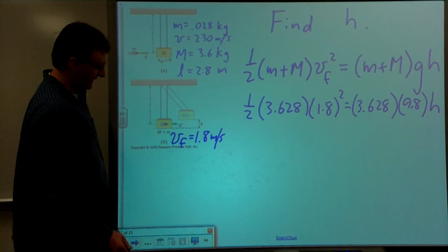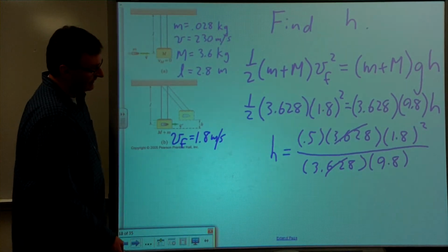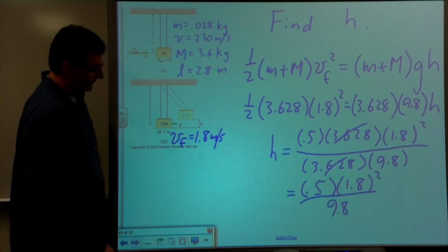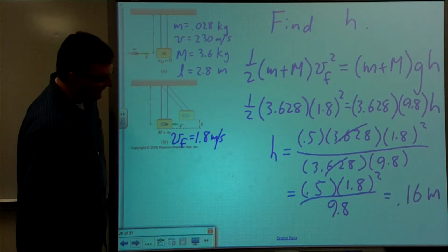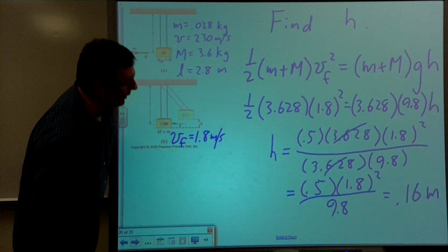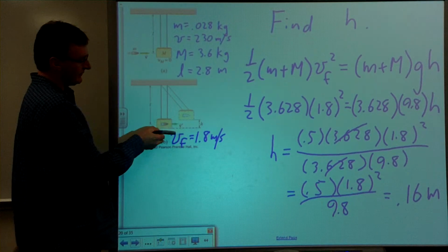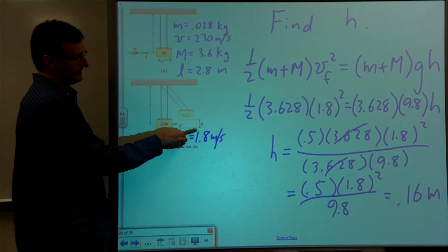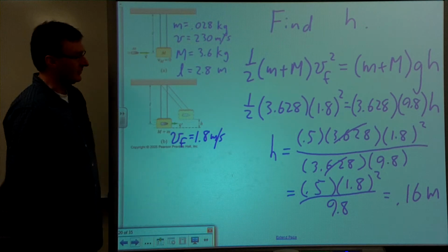So we just put the numbers in there, and we work it out mathematically. The masses cancel out, of course, and so we just work it through this way, and we get 0.16 meters. So after the object moves and it swings this way, it reaches a maximum height of 0.16 meters above the starting point.